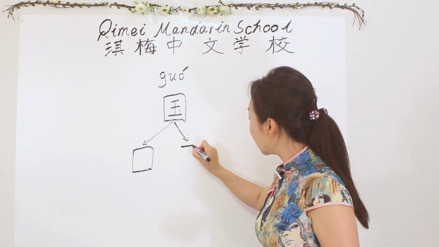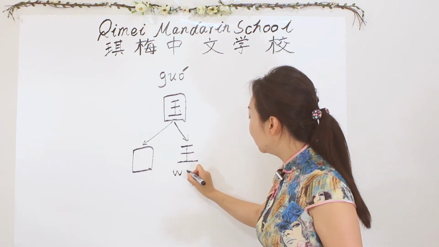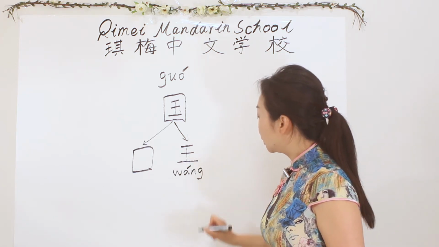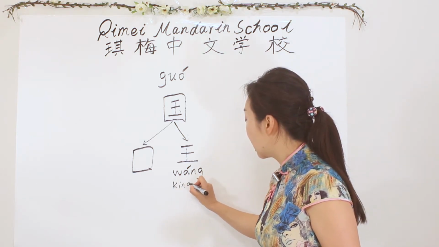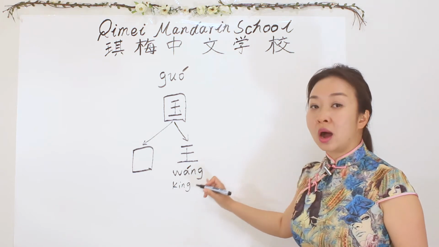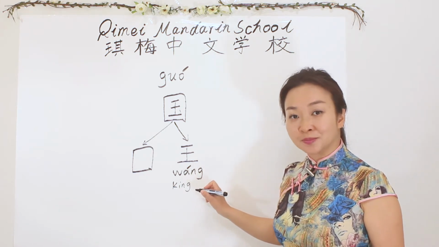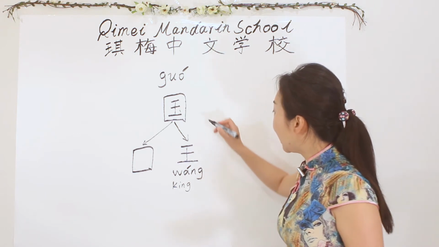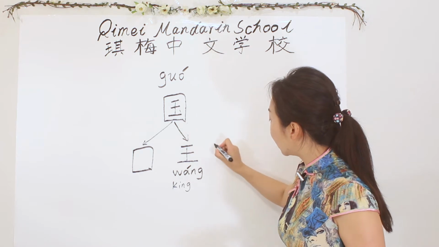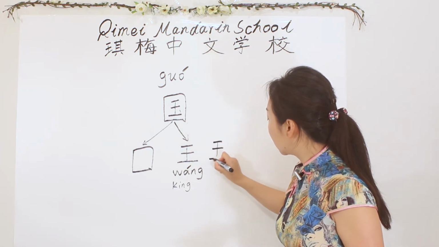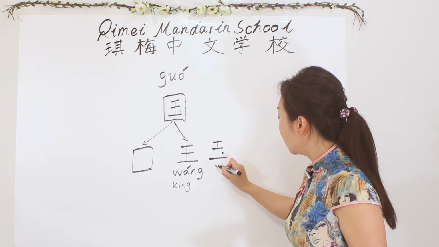Inside, first one, let's look at this one. This one we say is Wang. So Wang literally means king, but Wang is also a very popular Chinese family name. Okay, so if we add one dot here, then this character becomes Yu.